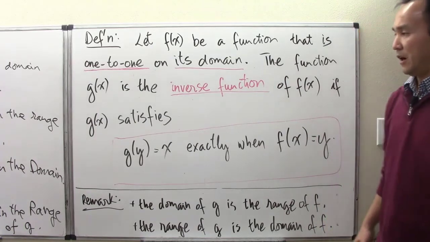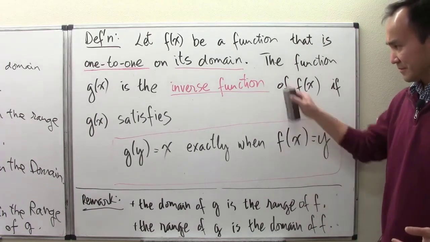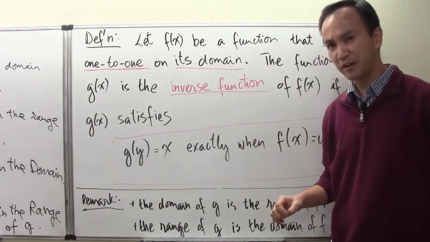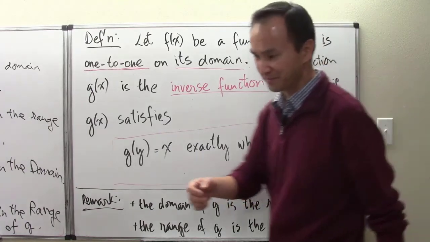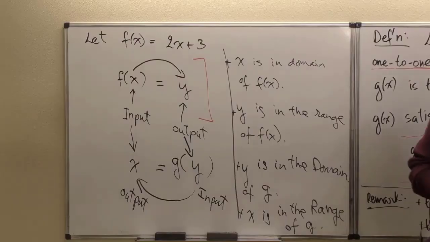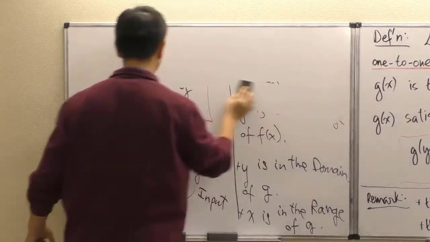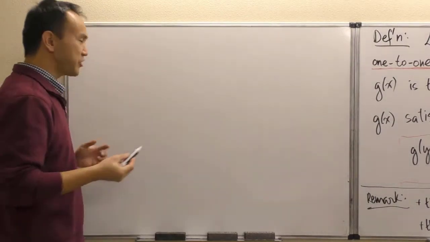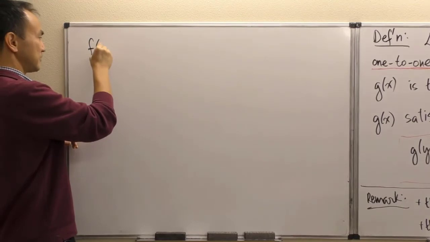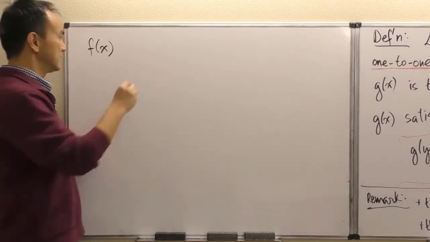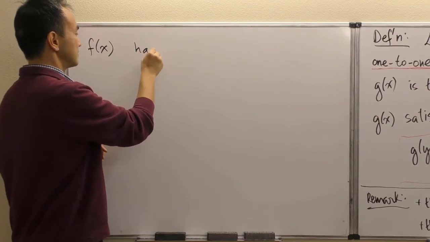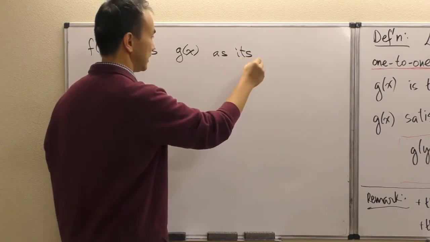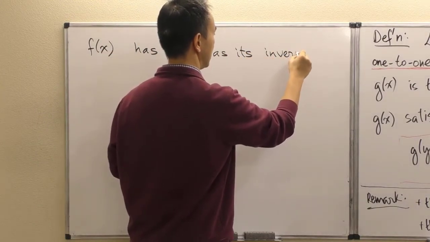Okay, all right, and now this board of mine is getting a little squeezy. Allow me to erase the information there, and then I'm going to start introducing a notation. So as far as notation, assuming that the function f here has g as its inverse, okay?